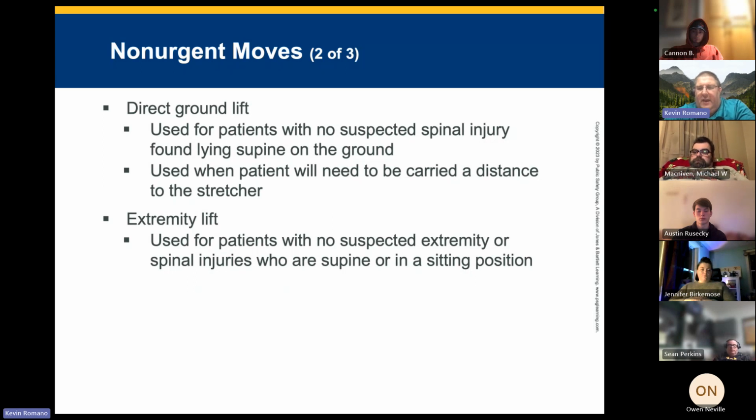Extremity lifts the same way. If you have to carry extremities, bringing a patient over. For those with no suspected spinal injury or found in a supine or in a seated position.